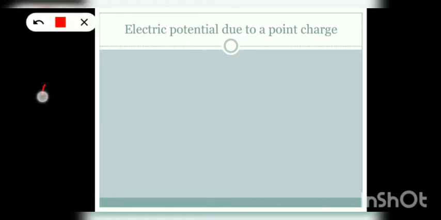Next, let's try to derive an expression to find the electric potential at a point due to a point charge. For that, consider a point charge Q here. Let it be our source charge. Consider a point P at a distance R from the source charge. Now, let this extend up to infinity.